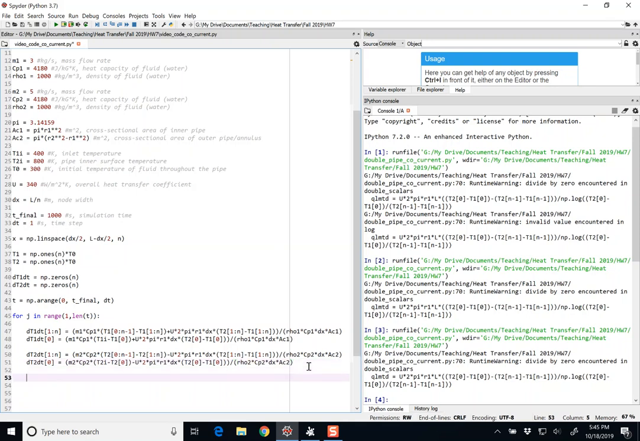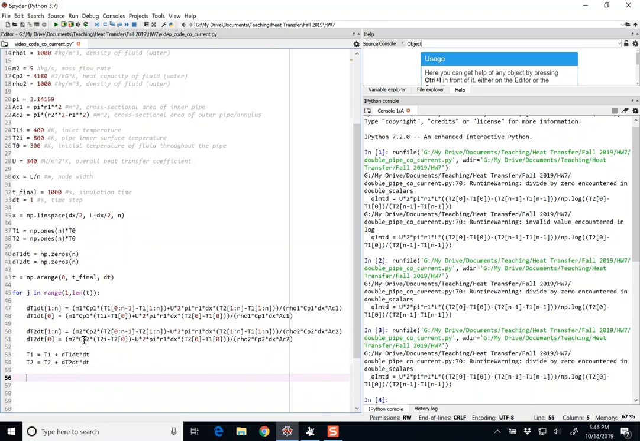All right, so now we want to actually do the integration. We're just going to use this Euler rule to keep things very simple. So T1 for the next time step is going to be equal to T1 from the past time step plus dT1/dt, the derivative of temperature, multiplied by our time step. Similarly for T2, this is going to be T2 plus dT2/dt multiplied by our time step. Okay, hopefully this all works.